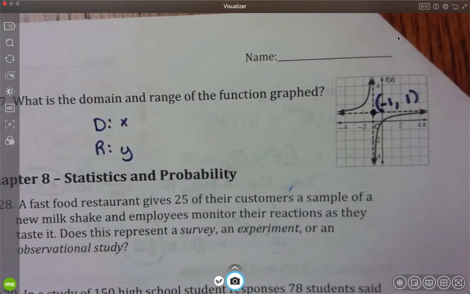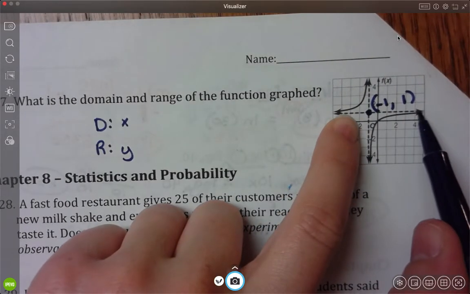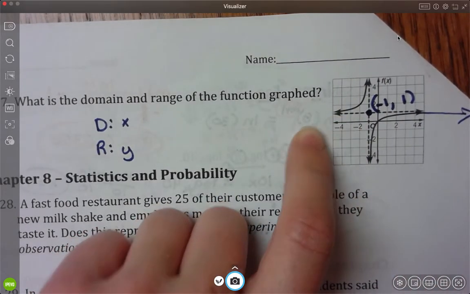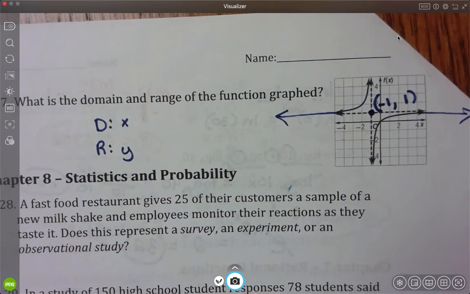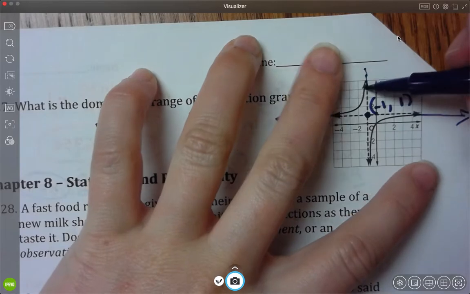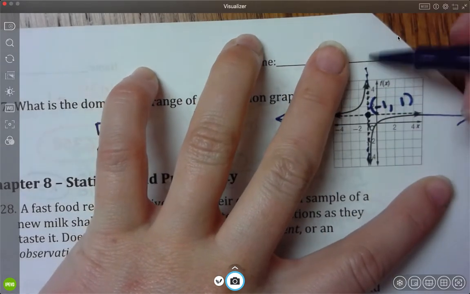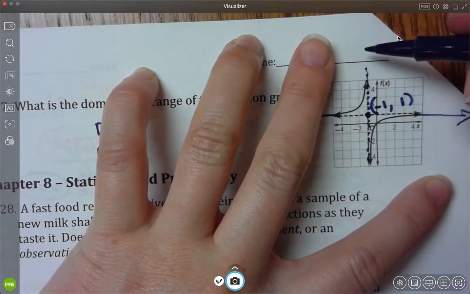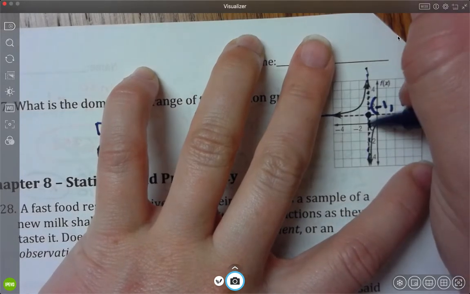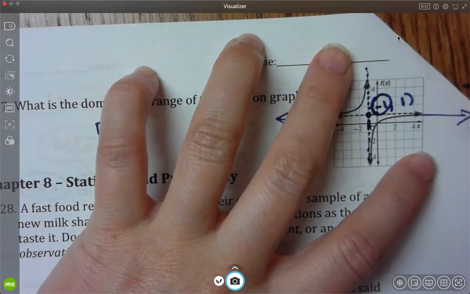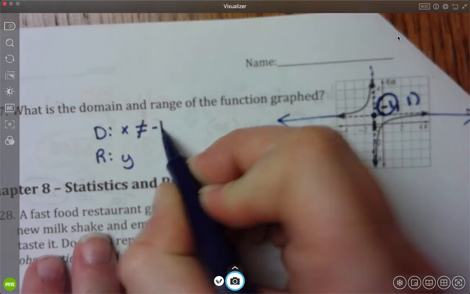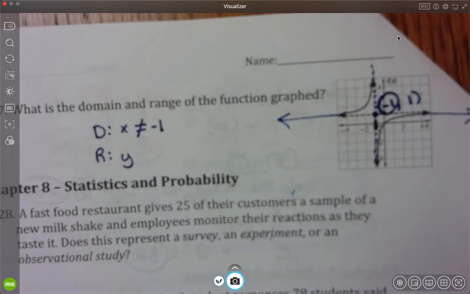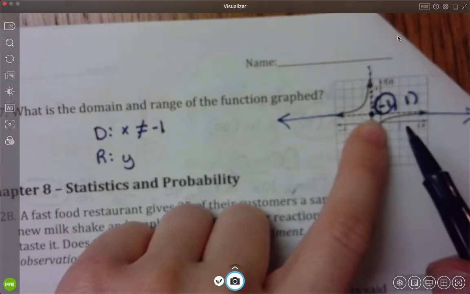Okay, so in the x direction, he will go to the right forever. He will go to the left forever, but he doesn't touch every single value in between there. He doesn't ever touch this place right here. It's like he breaks apart right there, and that point is crossing the x-axis at -1. That's the x coordinate. So x is not equal to -1. It's equal to everything else, but x is not equal to -1. It's never touching -1 there, okay?